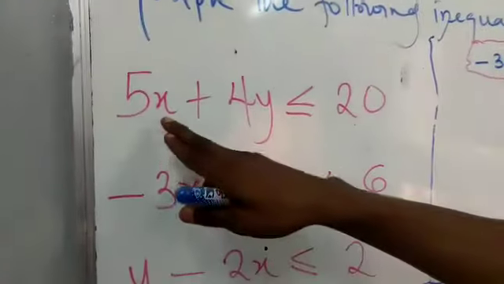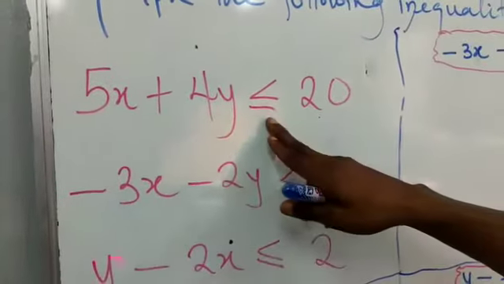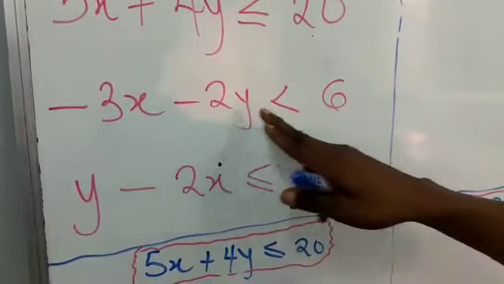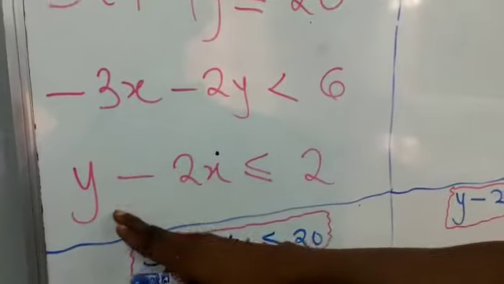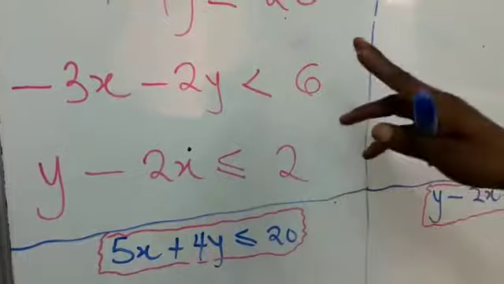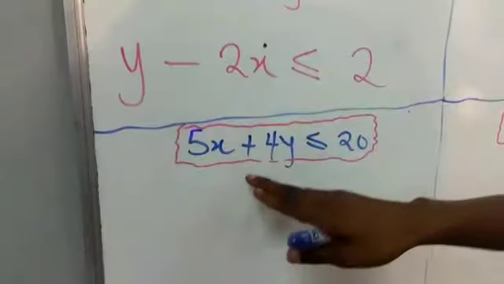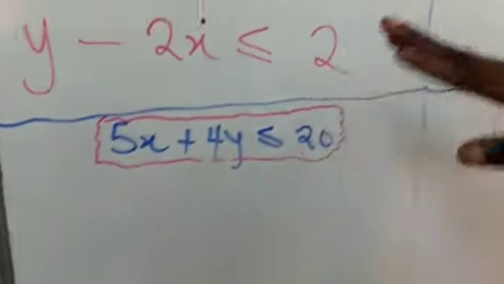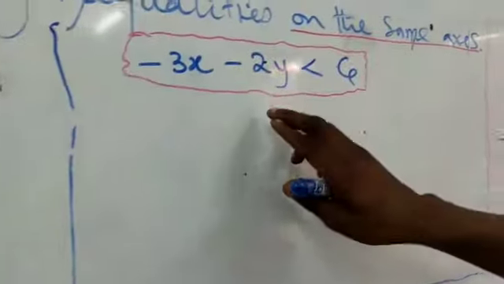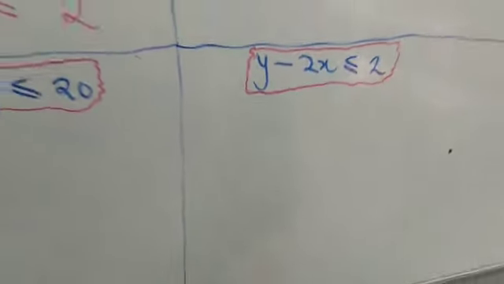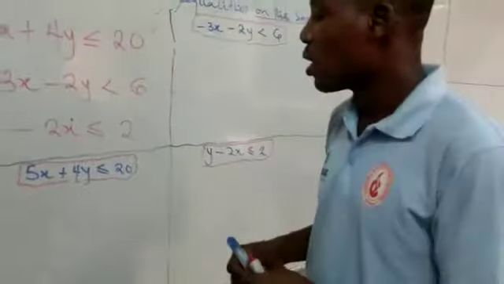The first one is 5x plus 4y is less than or equal to 20. Minus 3x minus 2y is less than 6. Y minus 2x is less than or equal to 2. So the three inequalities have been broken down. We're going to solve the first one. Then we're going to put the solution to the second one here. And this space here is for this third one. So let's start. Remember we did this in our last class.